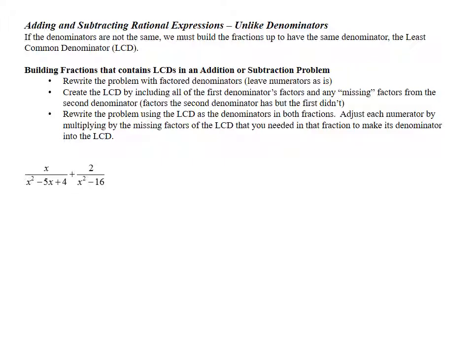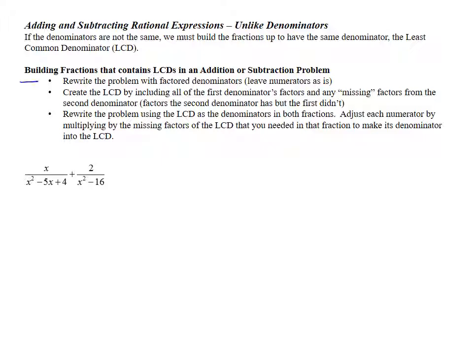To do this, we generally want to use the least common denominator, which is just another way of saying the smallest common denominator that works for both. We're generally going to build to that least common denominator, make the fractions a little bit bigger. That's why we say build. And to do that, we're going to do a specific process to find that smallest value. The best way to explain it is to go through an example.